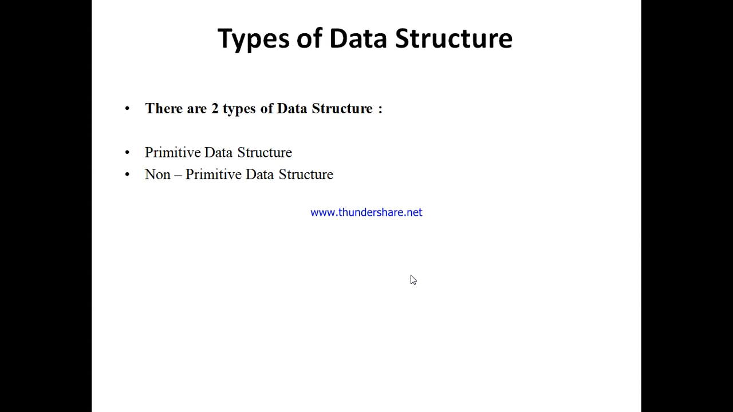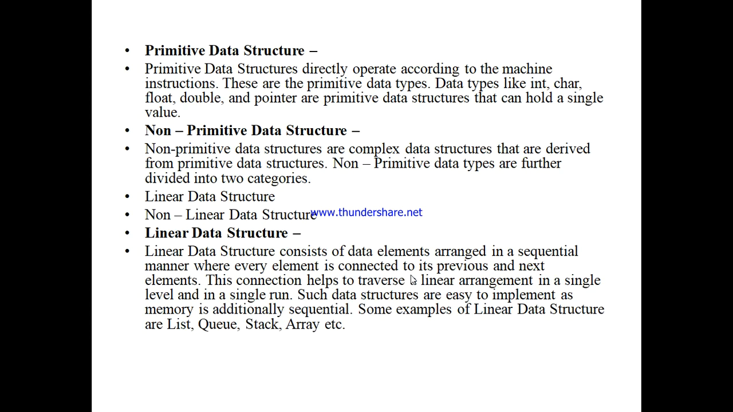So basically there are two types of data structure: primitive data structure and non-primitive data structure. Primitive data structures are those that directly operate according to the machine instructions. These are primitive data structures like int, character, float, double, pointer. These are the primitive data structures that can hold only a single value. And the second part is the non-primitive data structure. The non-primitive data structure is further divided into two categories, that is the linear data structure and non-linear data structure.